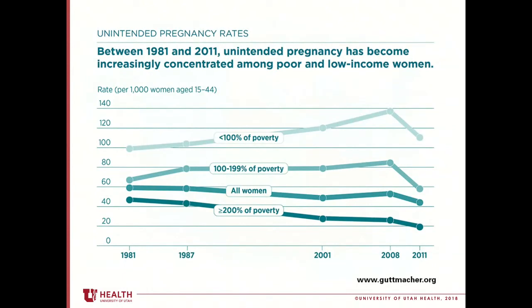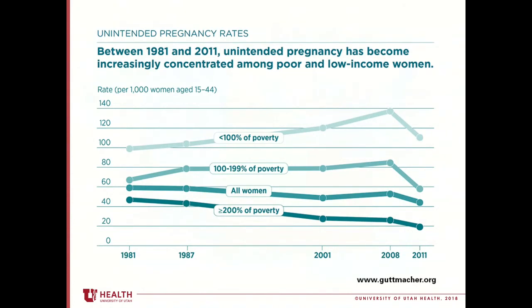This is a national graph, but I think it's very telling. This graph is also from Guttmacher, and it shows the rates of unintended pregnancy by income bracket from 1981 to 2011. On the left, we're at 1981, and you can see the trend of unintended pregnancy rates among women based on their income level. For women with incomes above 200% of the federal poverty level, the darkest line on the bottom, their unintended pregnancy rate has been cut in half since 1981. While the unintended pregnancy rate for women with incomes below 100% of the federal poverty level has actually increased.